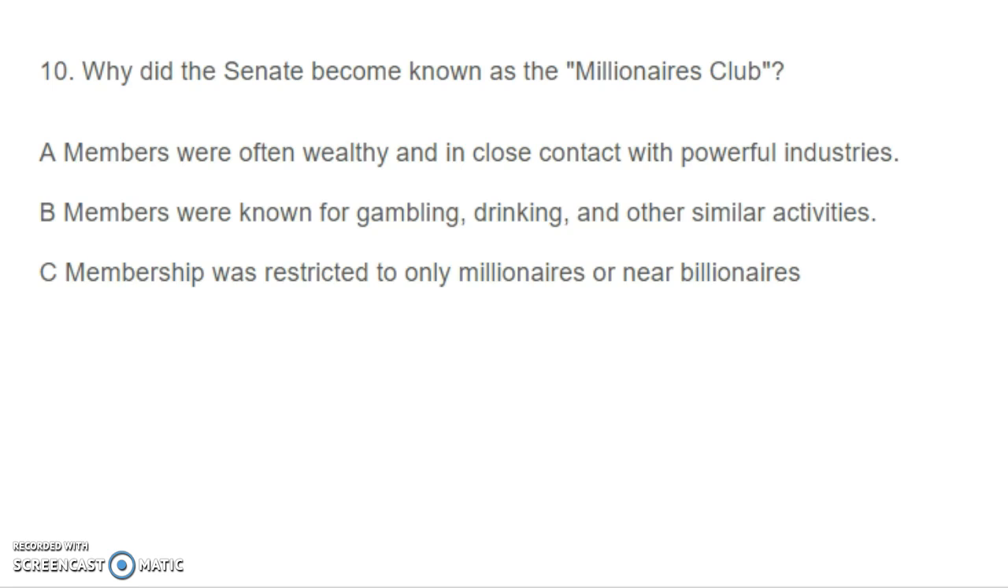And number 10, why did the Senate become known as the Millionaires Club? A, members were often wealthy and in close contact with powerful industries. B, members were known for gambling, drinking, and other similar activities. Or C, membership was restricted to only millionaires or near millionaires.